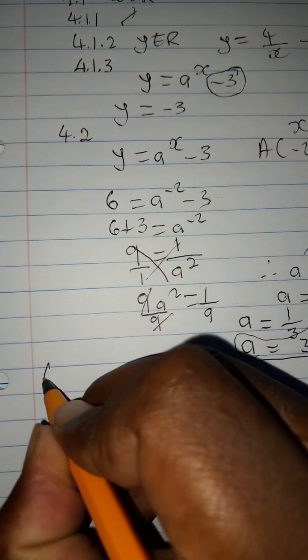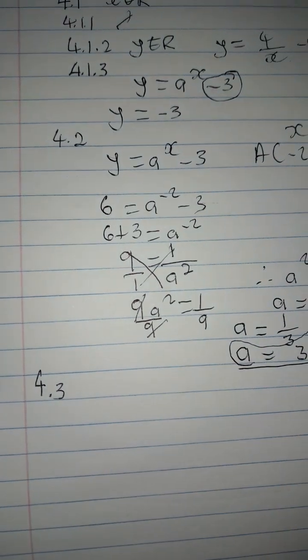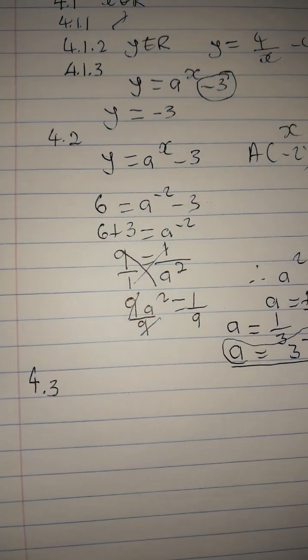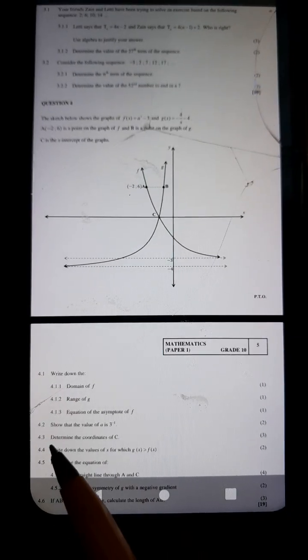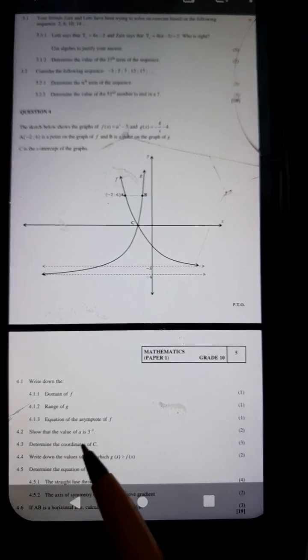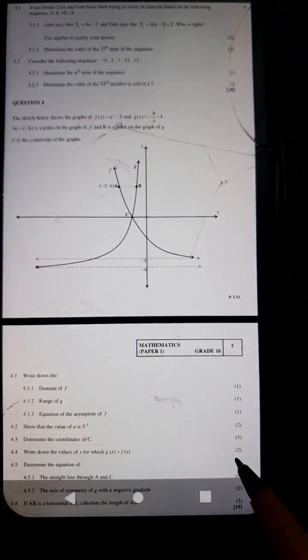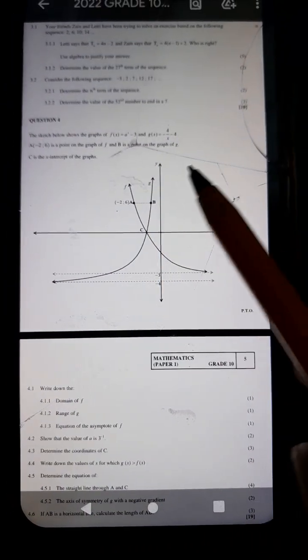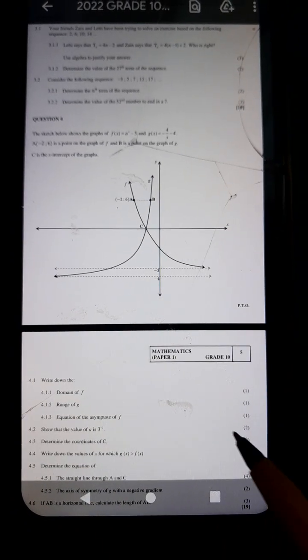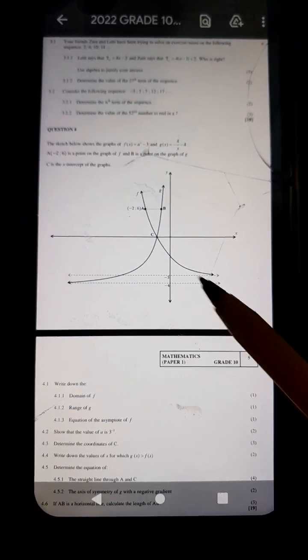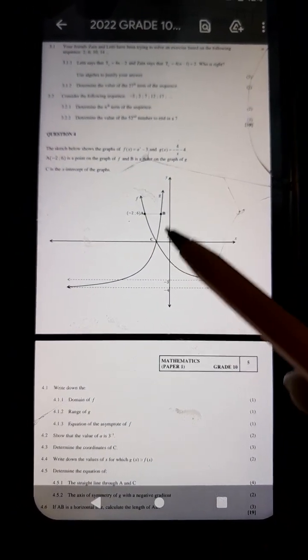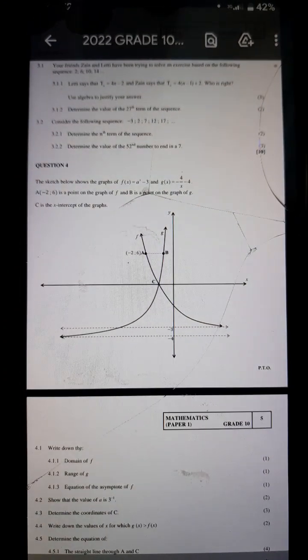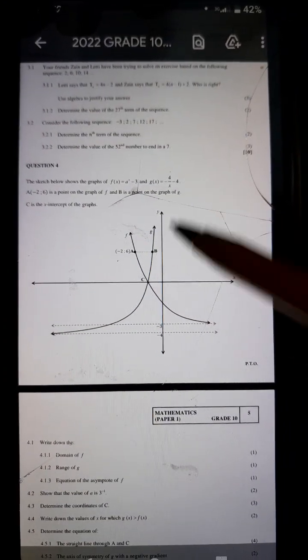Now we'll look at 4.3. Let's see what we are given at 4.3. Determine the coordinate of C. How many marks is that? That's 3 marks. So the coordinate of C, guys, is an x-intercept of both graphs. You can use any of the graphs to find point C.